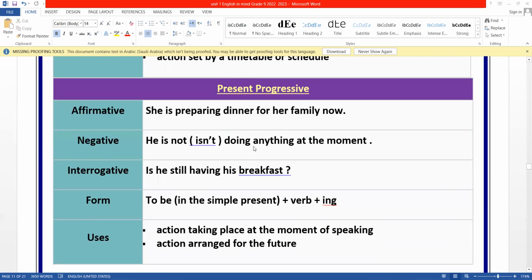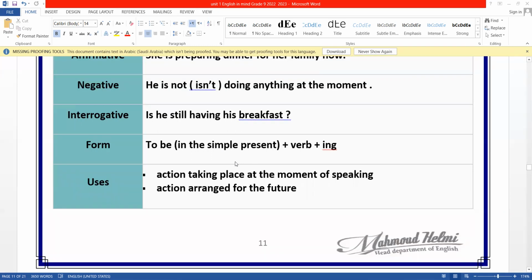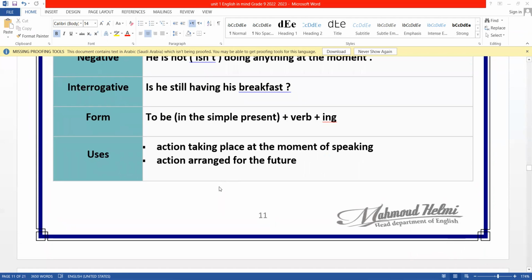Now we will learn about present progressive or present continuous. The affirmative form, she's preparing dinner for her family now. Negative, he isn't doing anything at the moment. Interrogative, is he still having his breakfast? The form, we use verb to be, am, is, are, plus the present participle or verb plus ing. We use the present continuous to talk about actions taking place at the moment of speaking. Also, we use it to talk about actions arranged for the future.